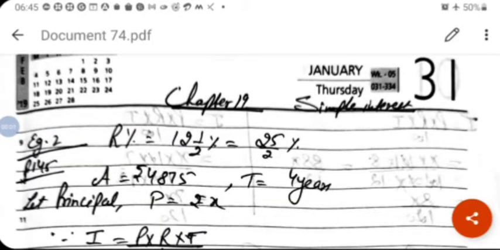Let us start with example 2 of the chapter Simple Interest. That is on page 145. The question is that a sum when reckoned at simple interest at 12.5% per annum amounts to 4875 after 4 years. Find the sum. Means rate, amount and time is given to us. We have to find the principal here.